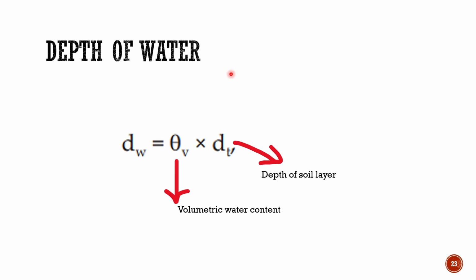The next is depth of water. Depth of water is equal to volumetric water content into depth of soil layer. So depth of water, how much depth the water is filled. For that, we need to know how deep the soil layer is and how much volume of water is present. So volume of water into depth of the soil layer gives the depth of water.